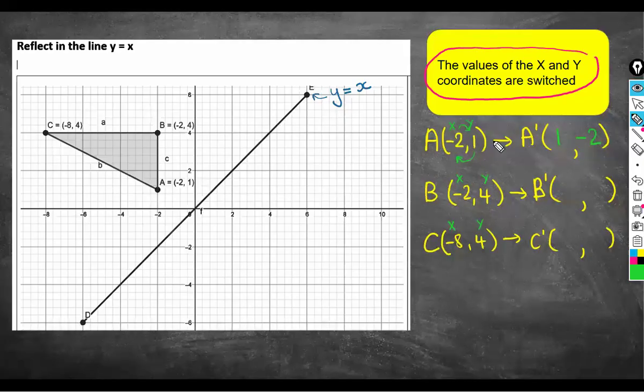I just switched the positions. I didn't even change any signs or anything. I literally take the x, throw it where the y is living, and I pick up the y and throw it where the x is living. So let's plot this point.